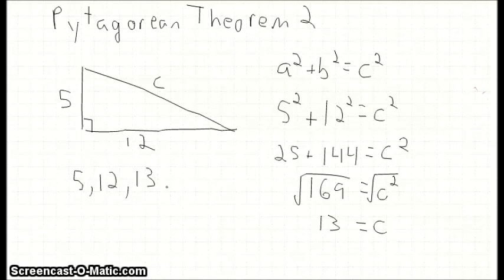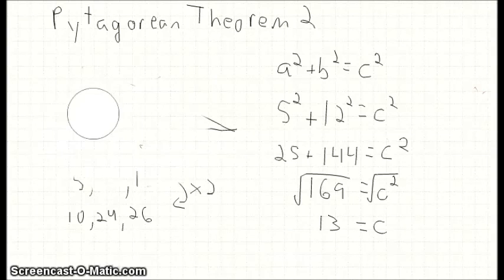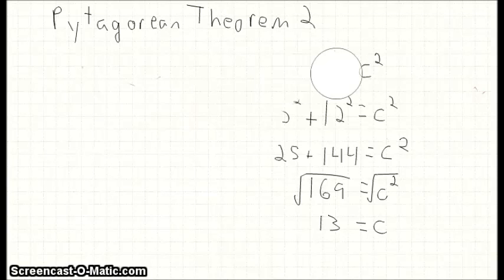And again, you can multiply this by any number. So if I multiply it by 2, I'd have a 10 by 24 by 26 triangle. So that too would be a Pythagorean triple. So what happens when we don't have a Pythagorean triple? Let's look at some of those ones.